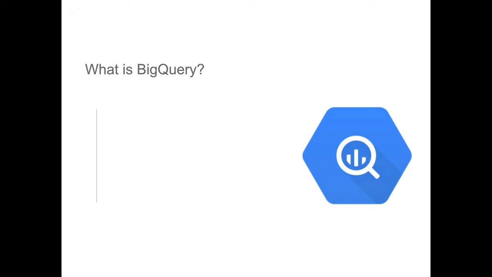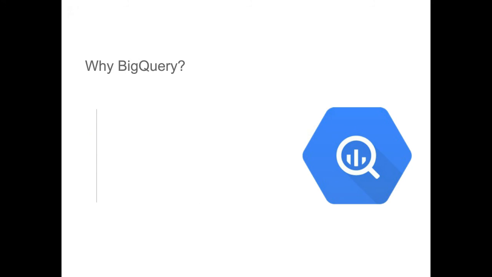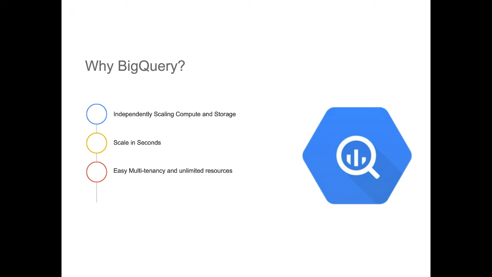I want to focus for just a second on BigQuery, because it's center stage for not just collecting a tremendous amount of data, but analyzing that data, which is one of the more challenging things out there. So what is it? It's a fully managed, no-ops data warehouse. It is petabyte scale and fast. It offers the convenience of SQL, and it's essentially an externalization of Google Dremel. So something that we have worked on for many, many years is now external to our customers. Why do we feel that it's a compelling solution in the IoT realm? It's independently scaling compute and storage, scales in seconds, easy multi-tenancy and unlimited resources, and it's a consumption-based model, so you're not prepaying.